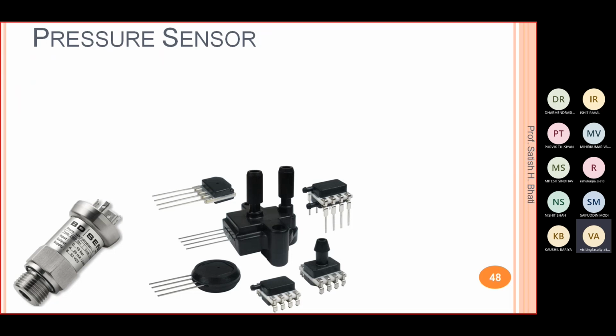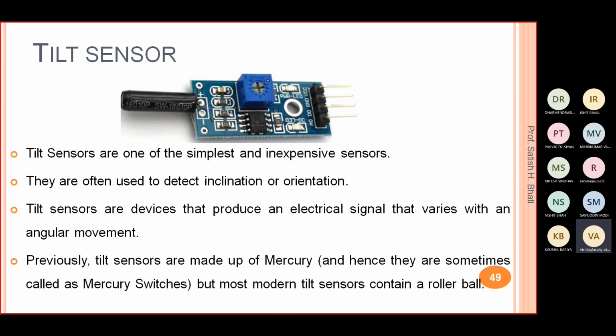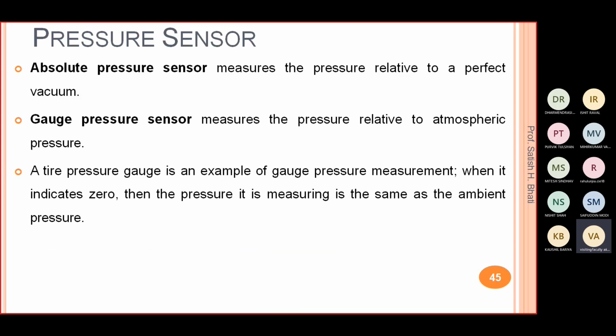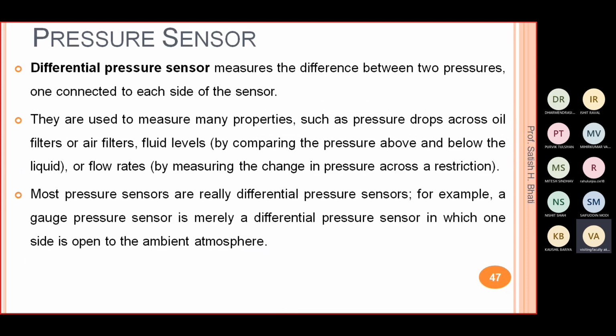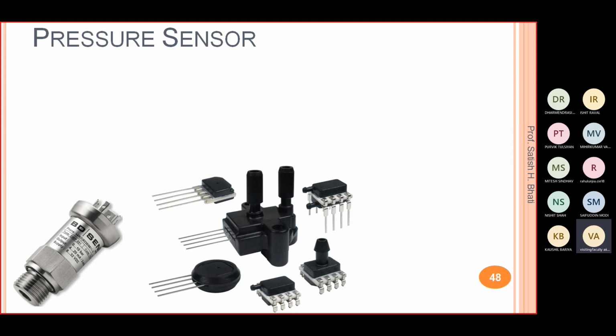So these are some pictures of the pressure sensor. You can see them in the market, or you can search on Google. The first one is a kind of absolute pressure sensor. The second type is the gauge pressure sensor.